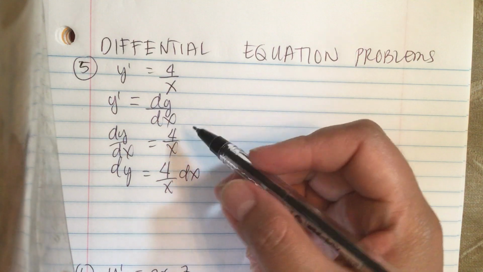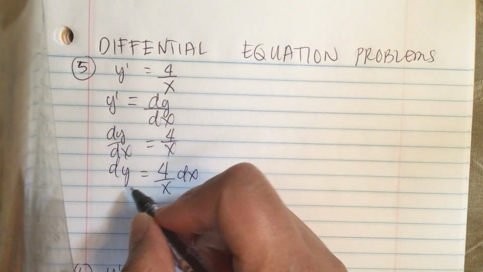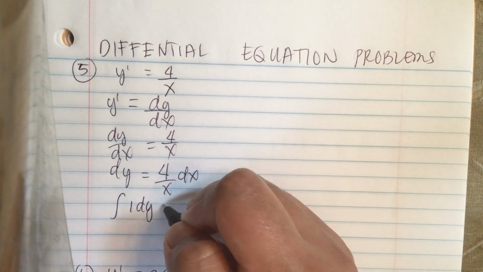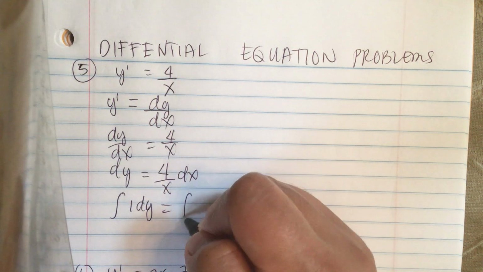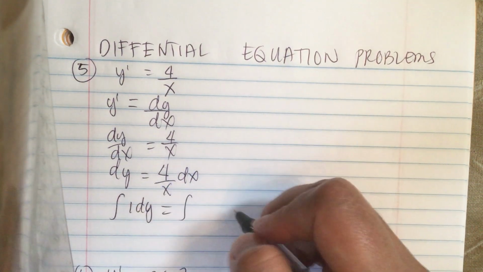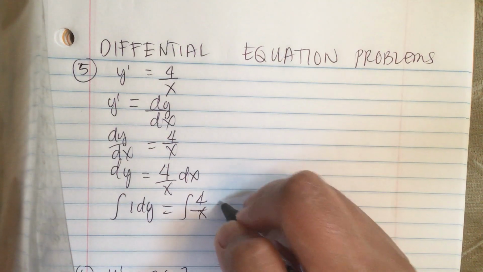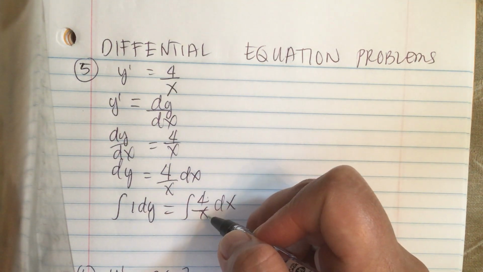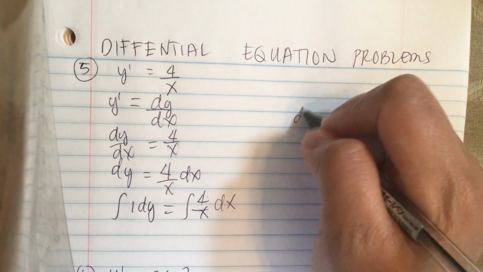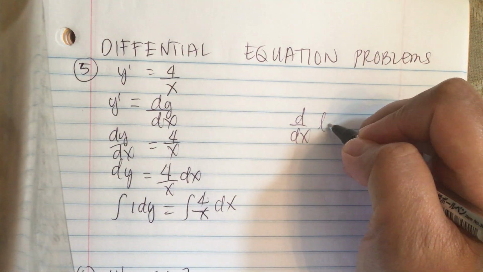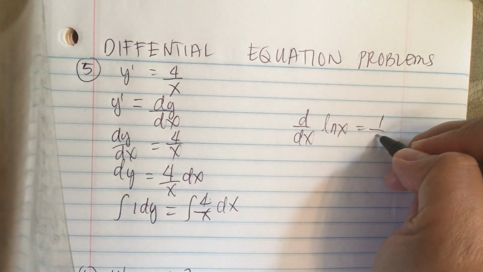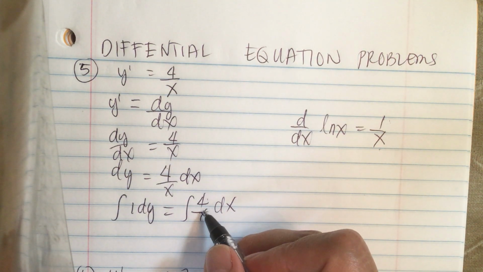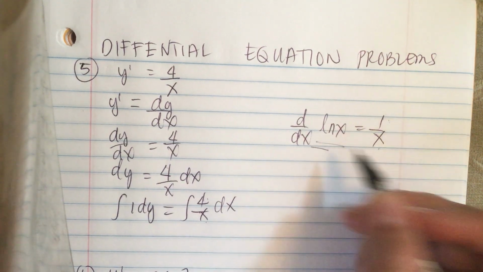So we separate the variables and integrate them. So we have the integral of 1 dy equals the antiderivative of 4 over x dx. Now, the derivative d/dx of ln x is equal to 1 over x. So now we have 4 over x here, so log is going to be involved in this.